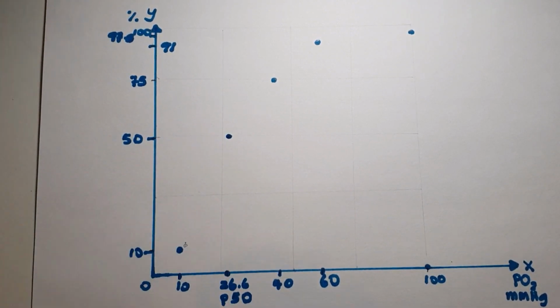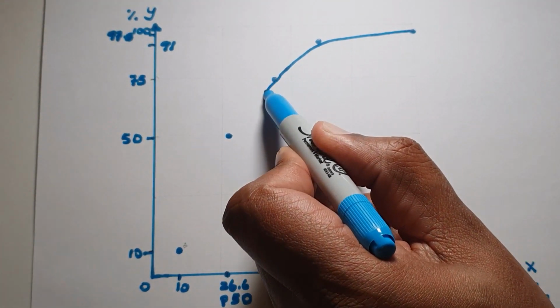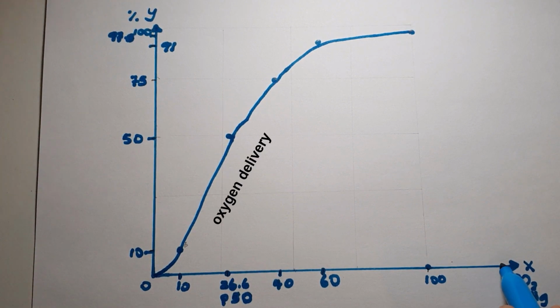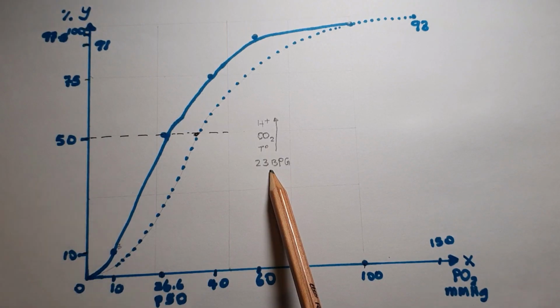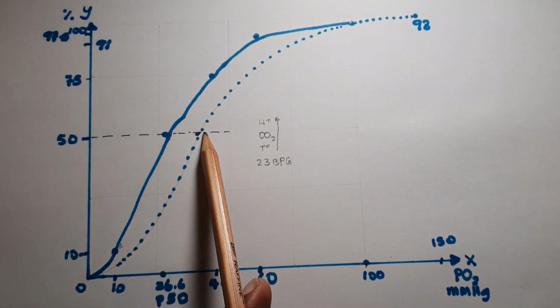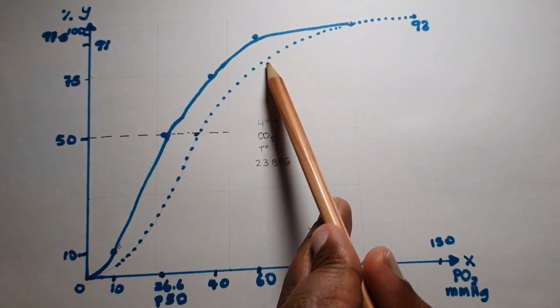Now we will connect all the dots, which gives the sigmoid shape of the curve. The plateau, the top part of the curve, represents the buffer zone of the curve, where a reduction in partial pressure of oxygen will not reduce the oxygen content much. The steep slope represents the oxygen delivery part, where a small reduction in partial pressure of oxygen will reduce the oxygen content significantly. An increase in allosteric modulators such as H plus, carbon dioxide, temperature and 2,3-DPG will shift the curve to the right side, where the P50 is increased.